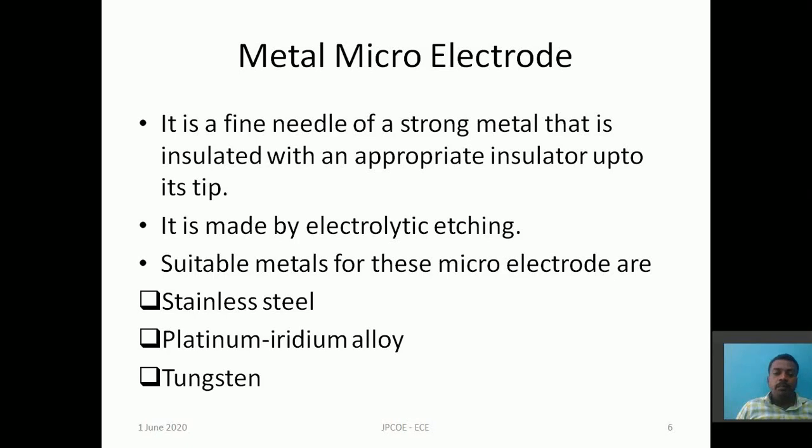I already explained this before in terms. So it is made by electrolytic etching. The needle is extended by using the electrolytic etching process.